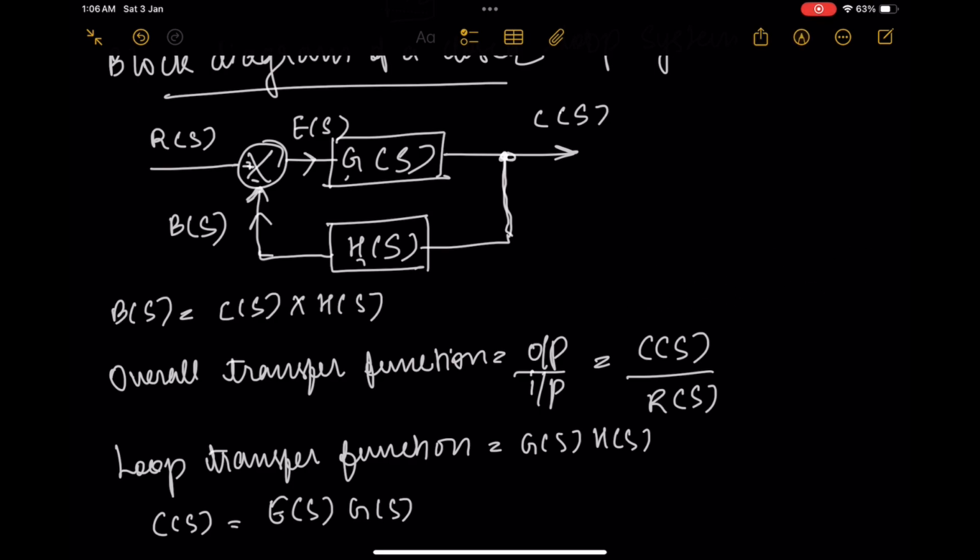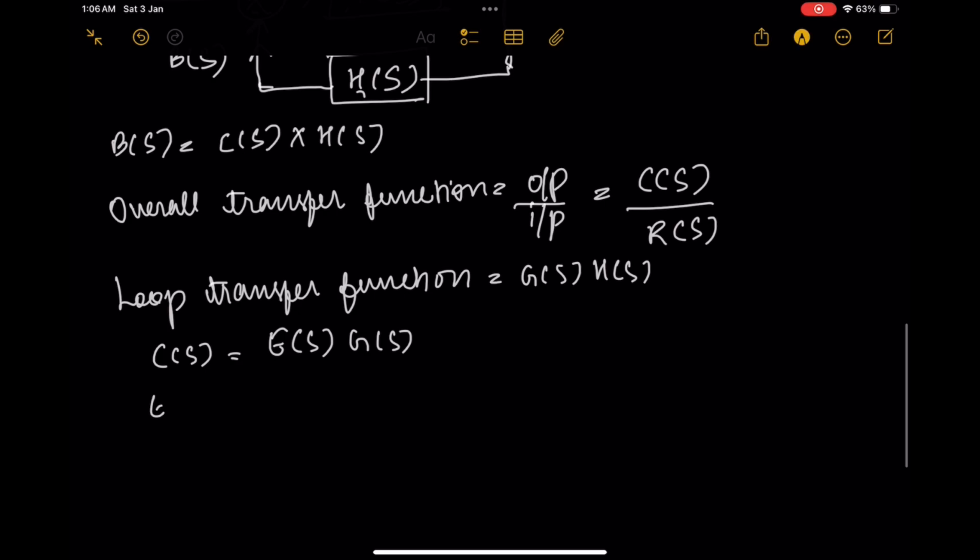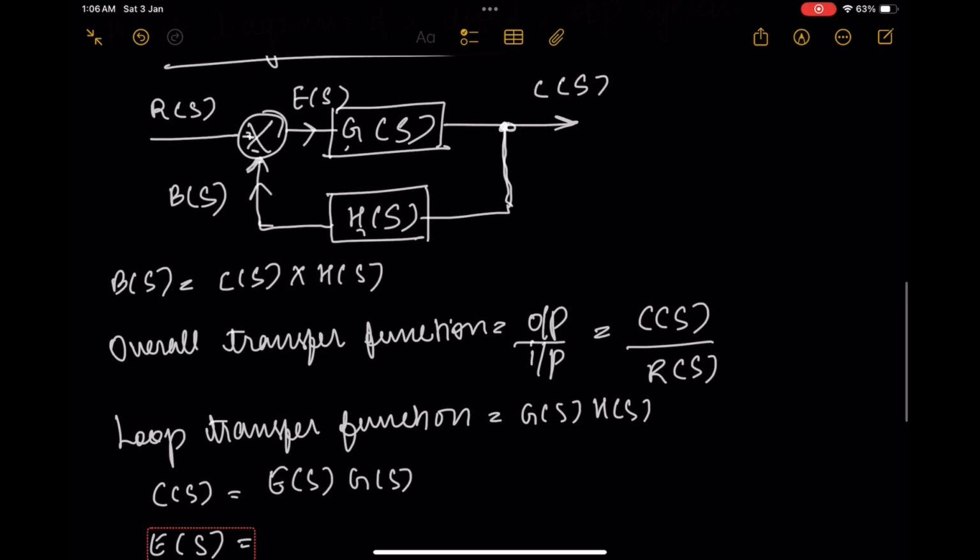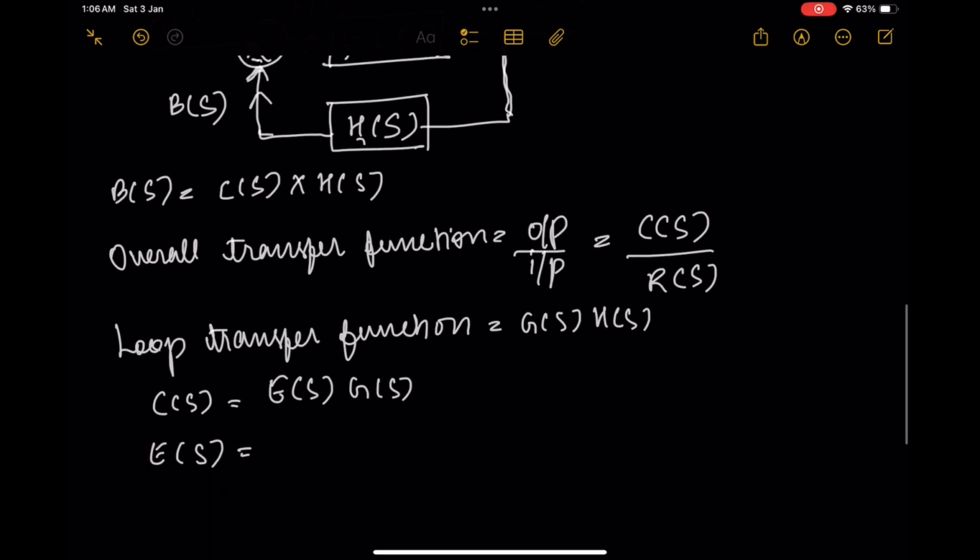Okay, now we will move on to E of S, the error signal that I had said earlier. Look at this summing block. R of S is plus and B of S is minus, right? So the error signal is nothing but R of S minus B of S.